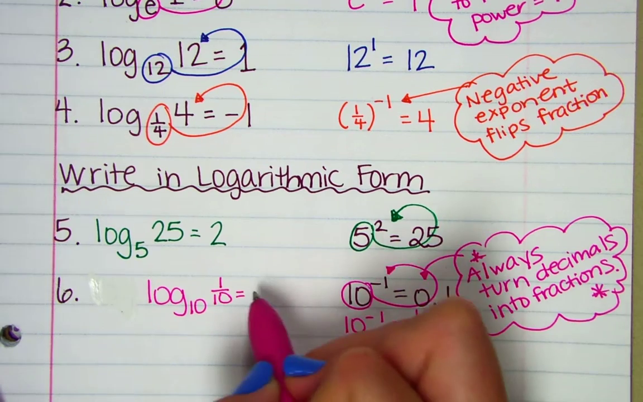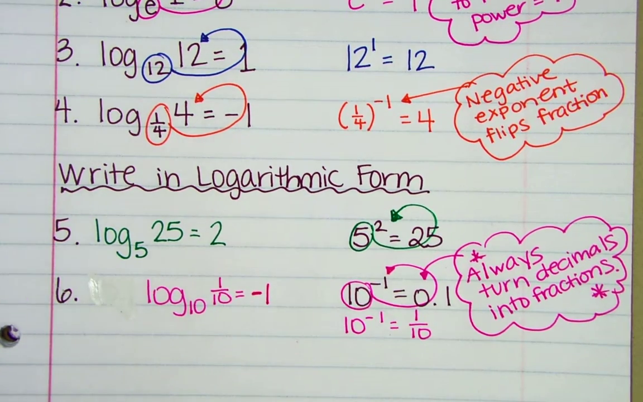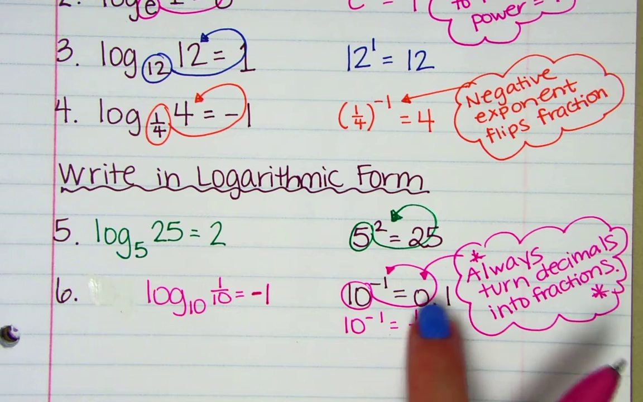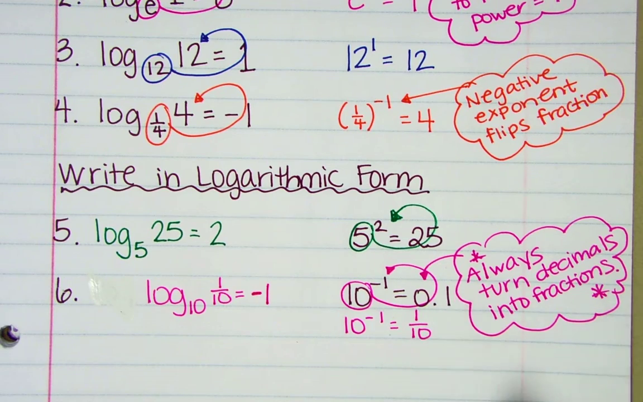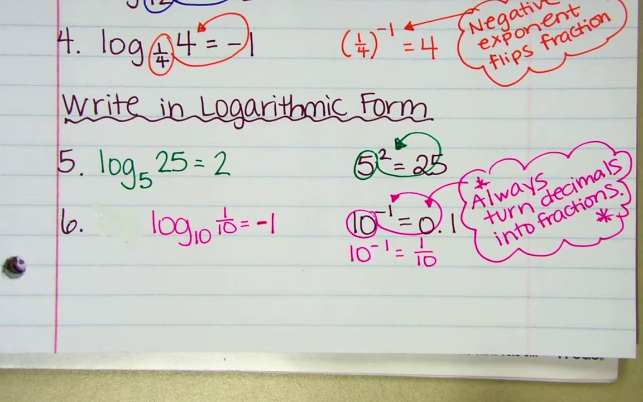x? Negative 1. Our exponent's negative 1. Again, if the fraction flips, that means that the exponent had to be negative. All right, 1/10 is the same thing as 0.1. Good? Any questions on that one? No? Good? Okay.